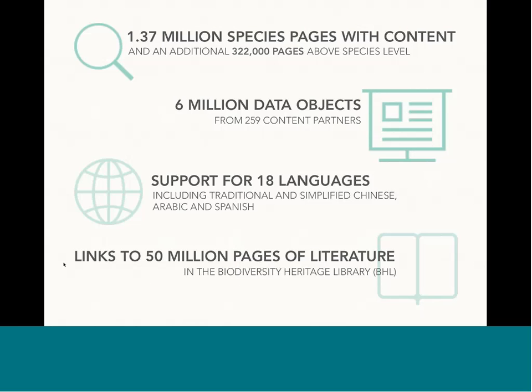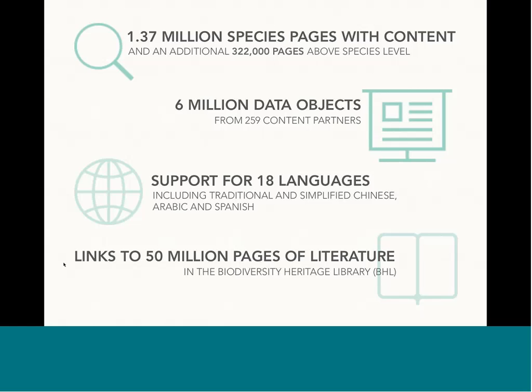We now have information on about 1.4 million of the 1.9 million named species. This is 6 million data objects. The number of content partners has increased since this slide was created. We're well north of that. If you're ever curious where EOL is on any given day, you can go to the EOL.org homepage, scroll down the page, and there's a statistics bar down there.